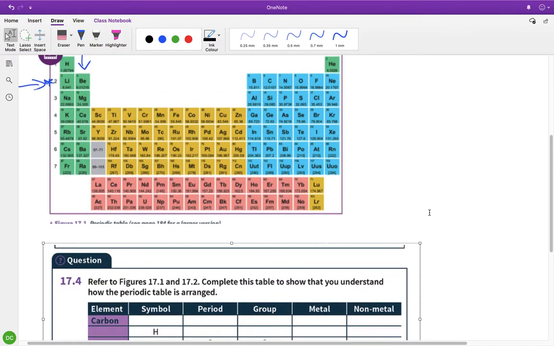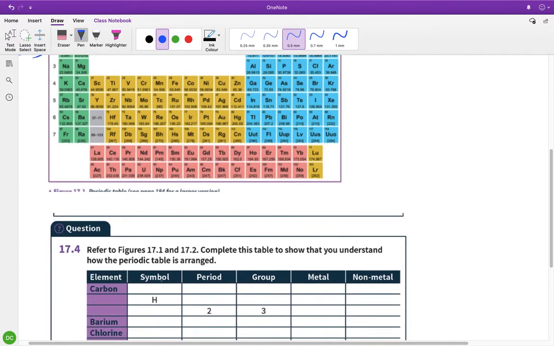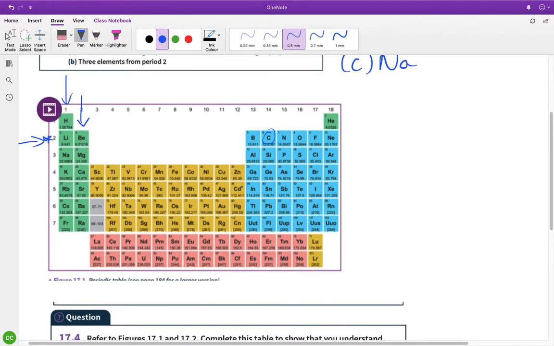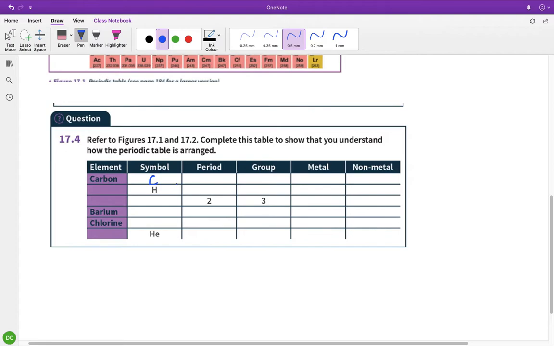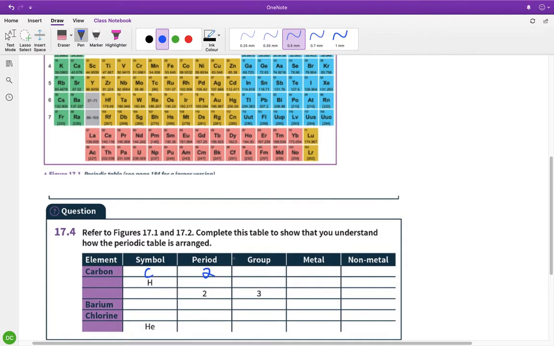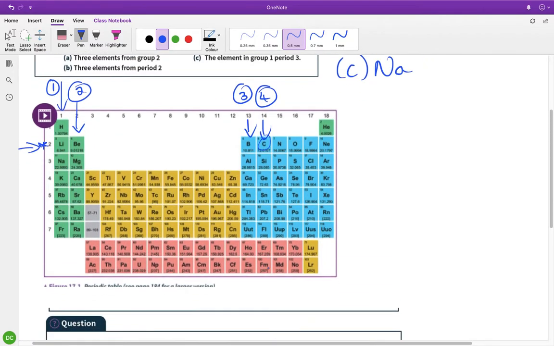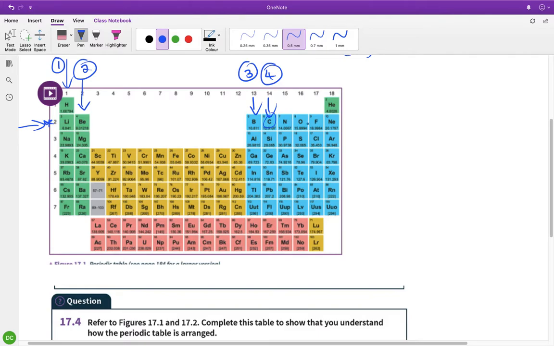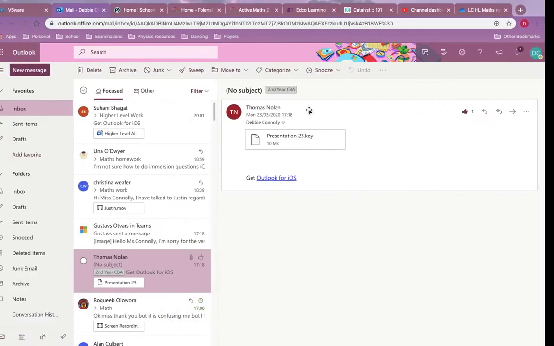So carbon. Carbon is here. Symbol is C. Period, it's there in period 2. And the group, so 1, 1, 2, this is 3, this is 4. So group 4. And is it a metal or a non-metal? Now they don't have the stairs in this one. Don't know why that is now.